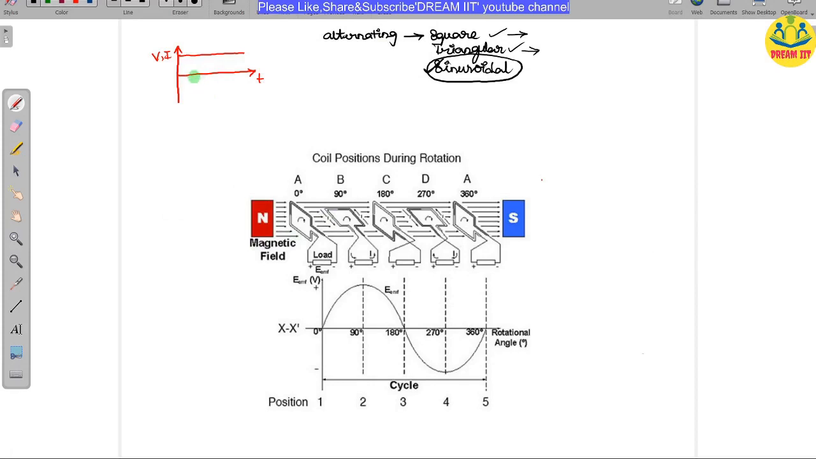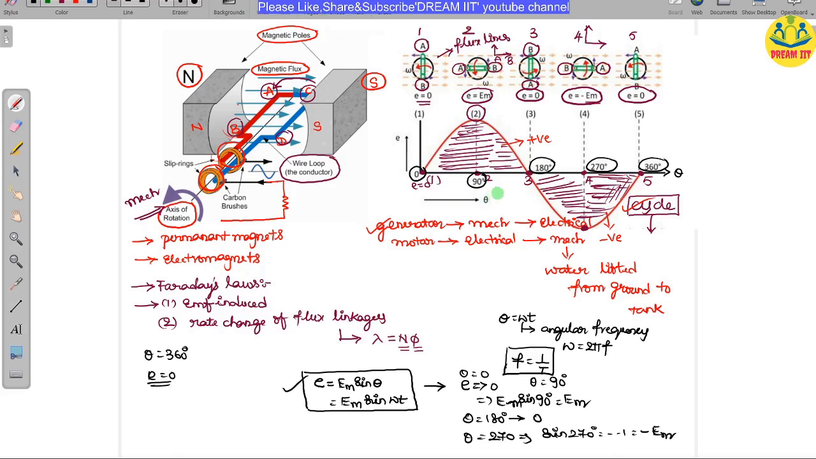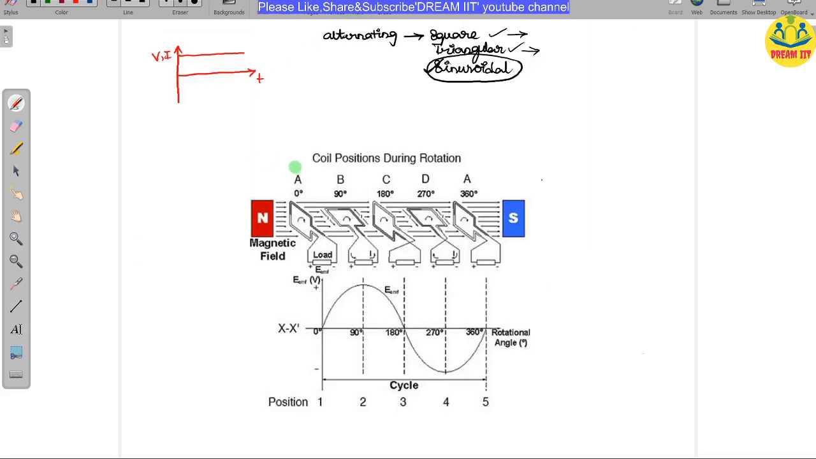Today, in the last class we saw how the induced EMF is obtained, and you understood the meaning of a cycle. Now we will see how you are getting it. With this diagram you can understand clearly the coil positions during the rotation.